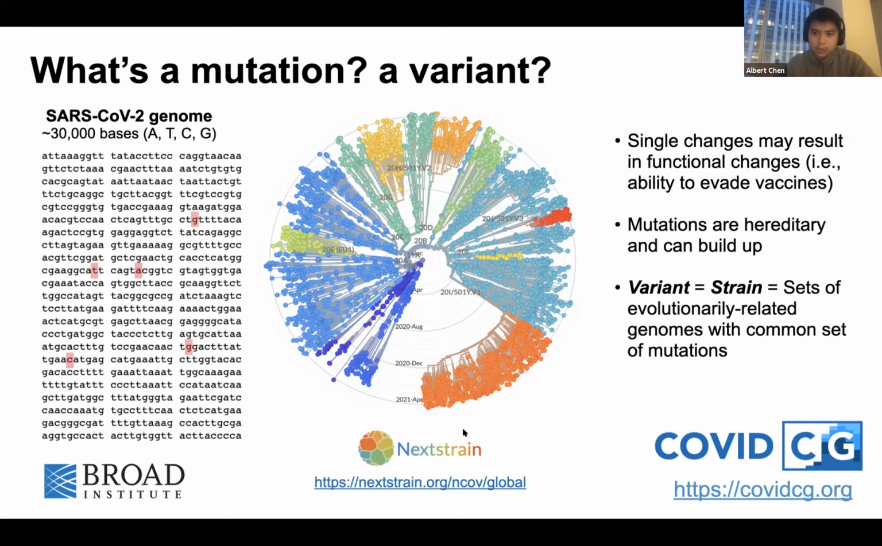The spike gene that I was talking about earlier is one of the most mutated portions of the coronavirus genome.